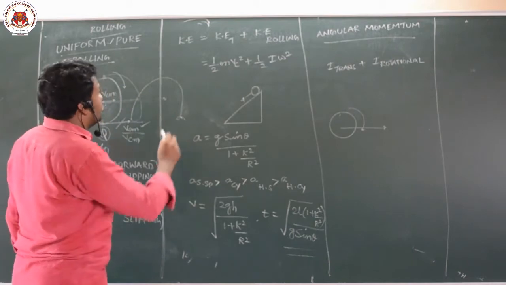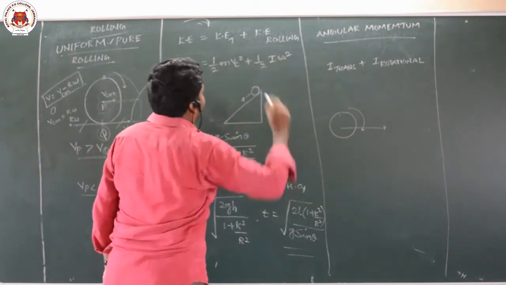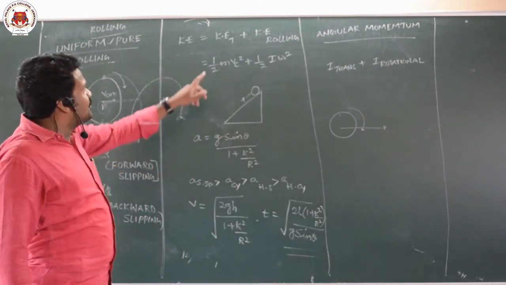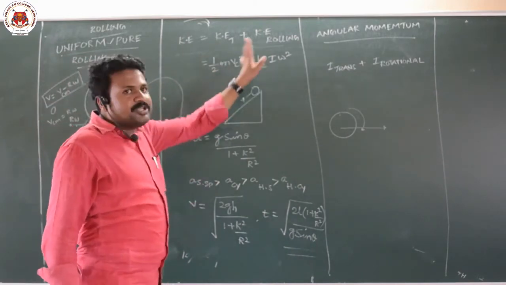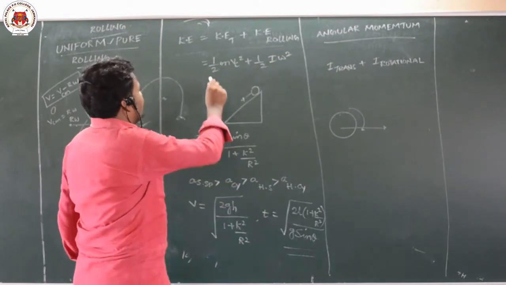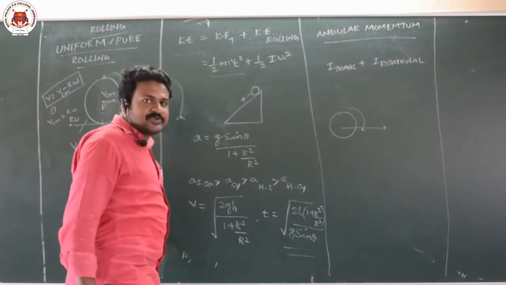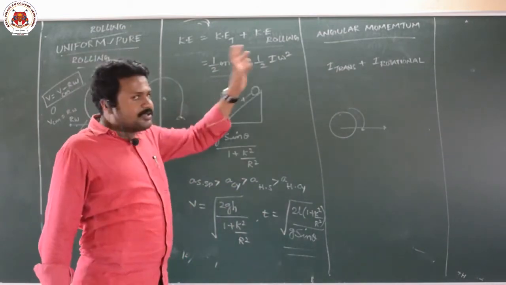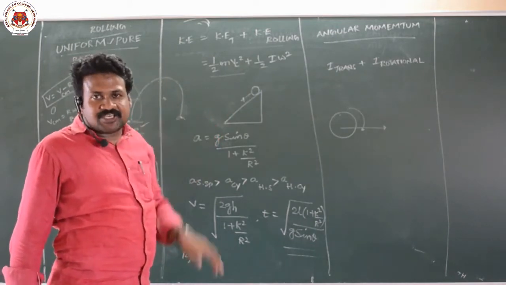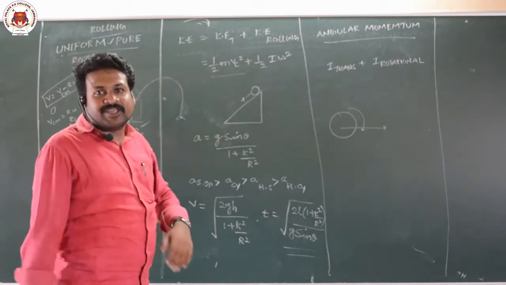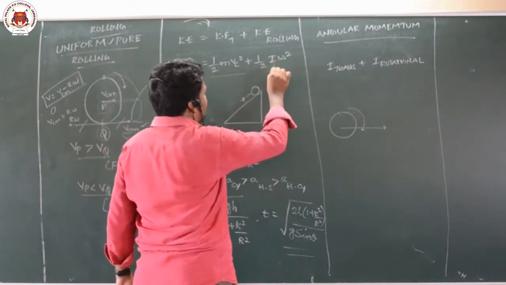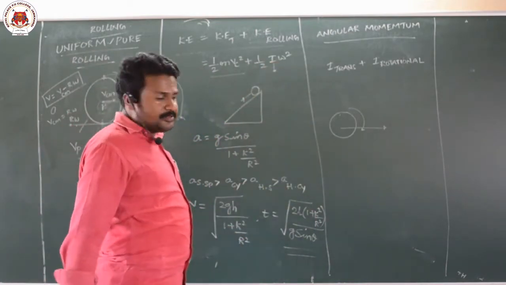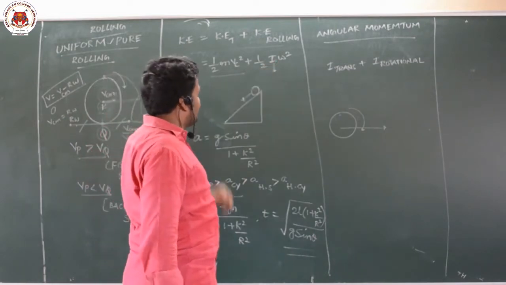Now what is the kinetic energy of a rolling body? The kinetic energy of a rolling body includes kinetic energy due to translatory motion and kinetic energy due to rotational motion. Translatory kinetic energy is half mv square, and rotational is half I omega square. Last class I already gave you a clear idea of how to write the formulas: mass is analogous to moment of inertia, and for velocity you take angular velocity.